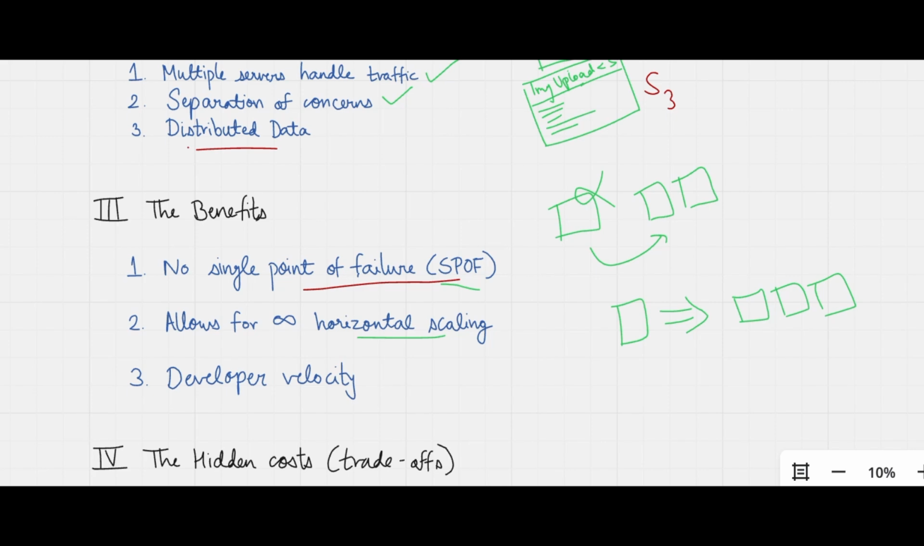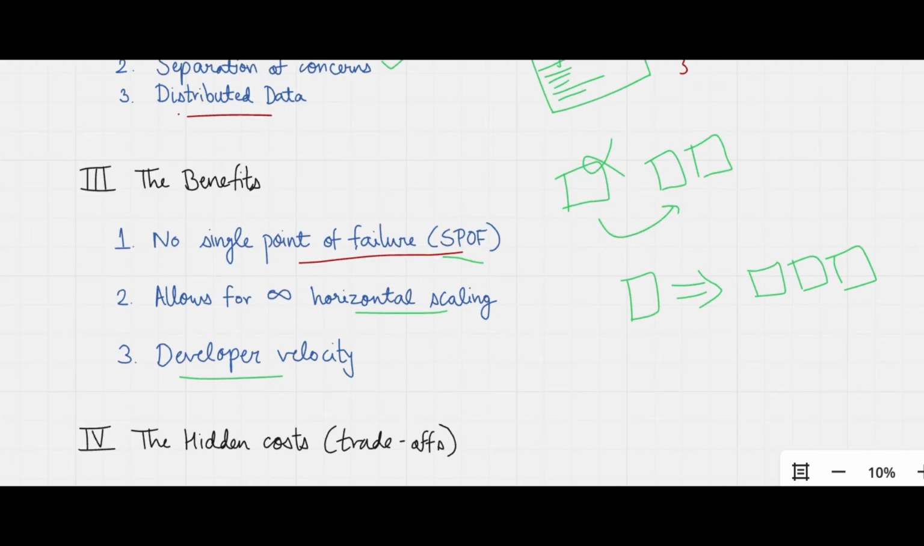Now, the final benefit that I'd like to talk about is developer velocity. You see, in a distributed system, your different engineering teams can work independently. For example, you have a messaging service and you have a payment service.